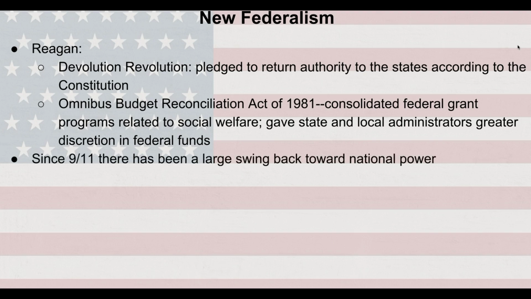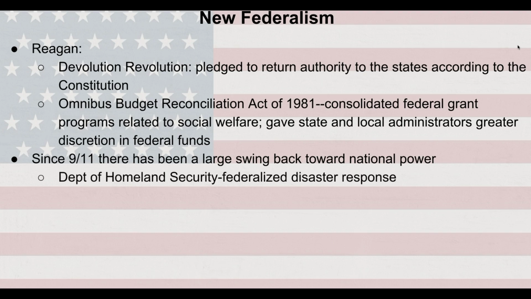Between the Reagan administration and 9/11, there's actually been a significant swing back towards national power, because in times of crisis, like 9/11, we're going to look to the government to protect us and to create policies that make us feel more safe. Anytime there is some kind of crisis in America, we're going to turn to the government for protection. And it's in these times of crisis that we're going to see the federal powers really expand. And so since 9/11, there actually has been an expansion of national power.